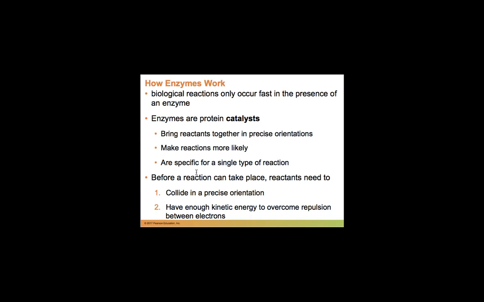So before a reaction can take place, before we can start mixing and mingling, our reactants first need to collide in a precise orientation, right? They have to be close enough. In addition, they have to have enough kinetic energy to overcome the repulsion between their electrons. Remember, electrons are negative. If you take two of the same charges, negative and negative, and try to bring them close to each other, they're going to repel. That's why that precise orientation is very important. Also, you need enough kinetic energy to overcome that.